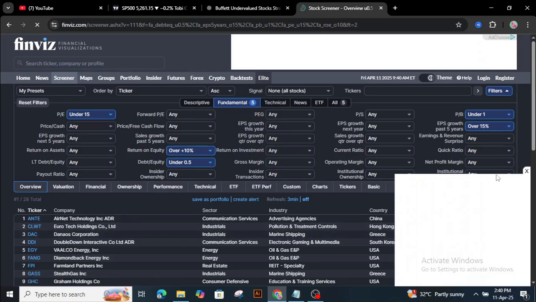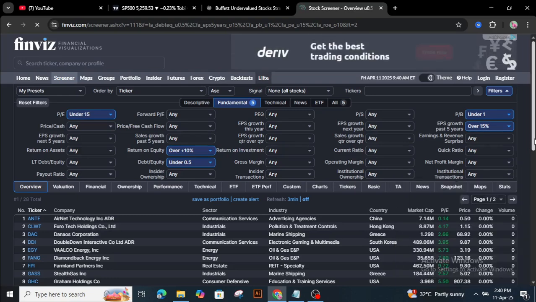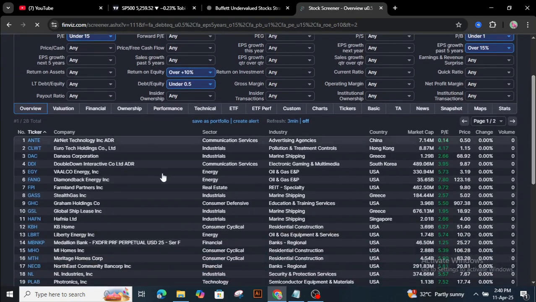So these are the few stocks that are doing well. We have about 29 stocks in total. Now that you've seen these stocks, we have Airnet, Eurotech Holdings, and so many others, 29 stocks here, and these are their industries. We have one in oil and gas, in real estate, in communication services, in finance, we have so many areas.